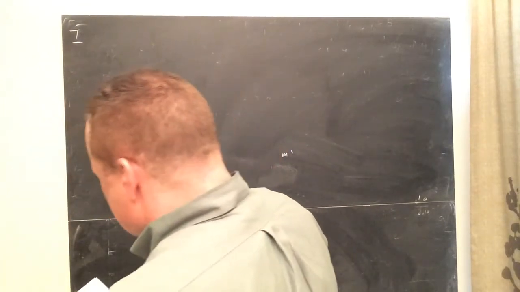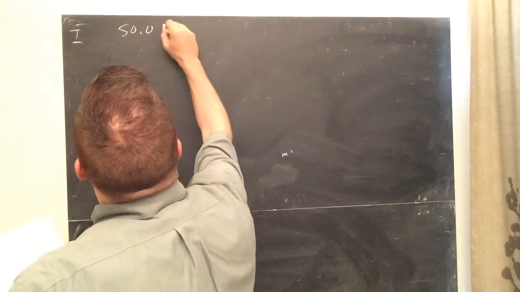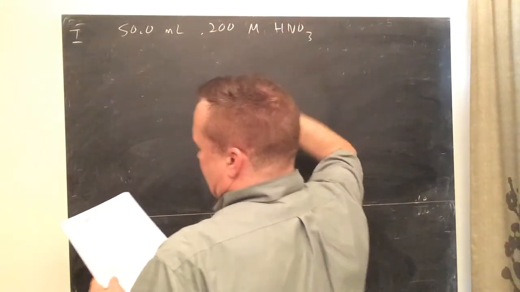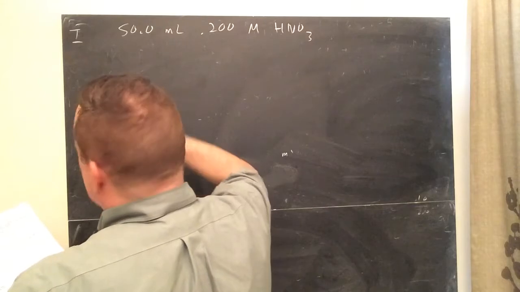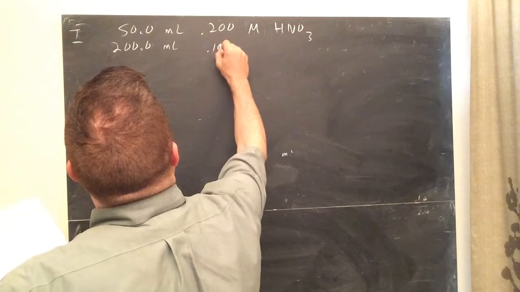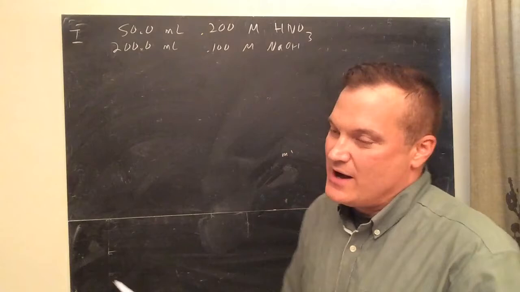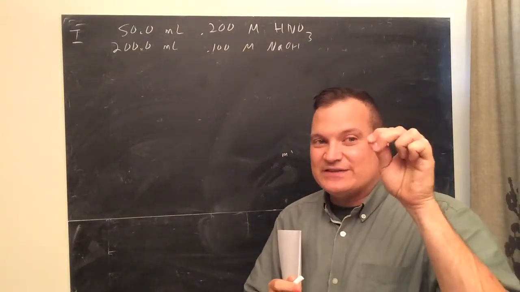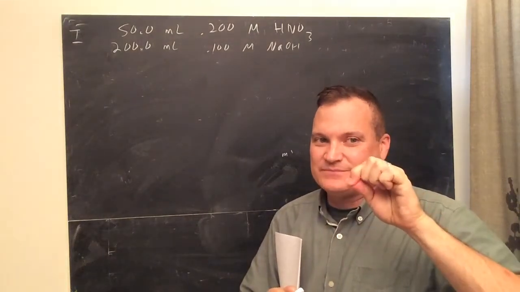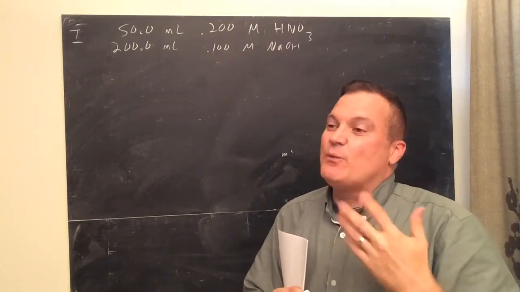Okay, question: you have 50 milliliters of 0.200 molar HNO3 that is titrated with 200 milliliters of 0.100 molar NaOH. The titration was carried out drop-wise. What that would mean is you can set the dial or the little valve on the burette tube so it just drops 1 drop, 2 drops, 3, 4 at a time. Gravity's pulling it down, and then you can watch what happens.